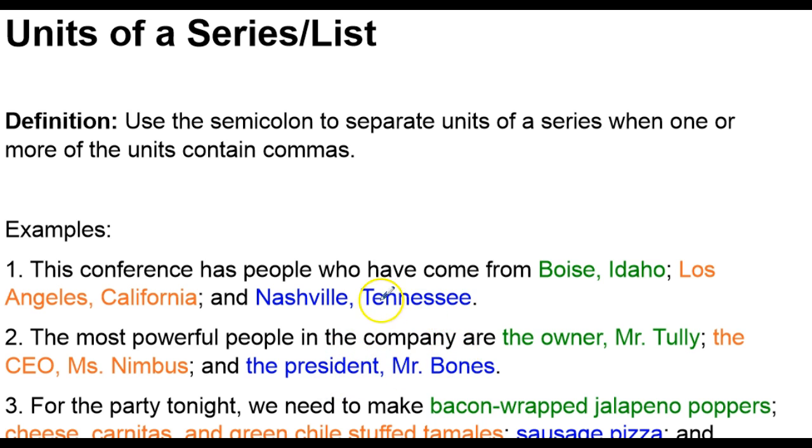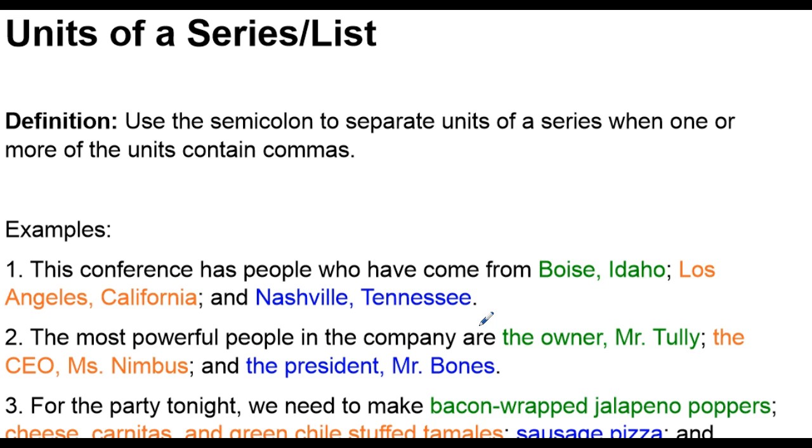Okay, so I'm separating the job title from the person's name with a comma in each section, the green section, the orange section, and the blue section. And then after each section, segment, unit, whatever you want to think of it as, a semicolon. Okay, so it always starts after the very first unit here, not anywhere before.